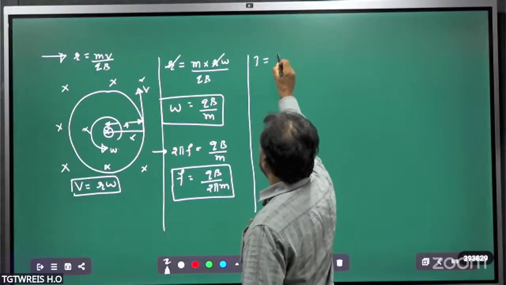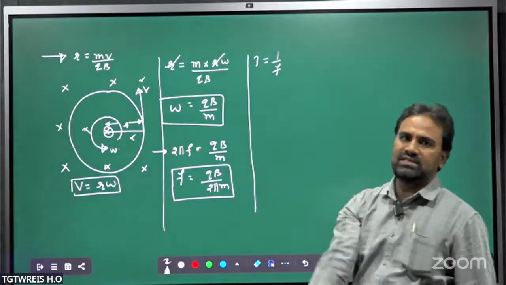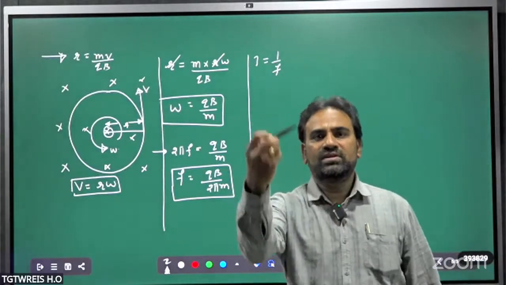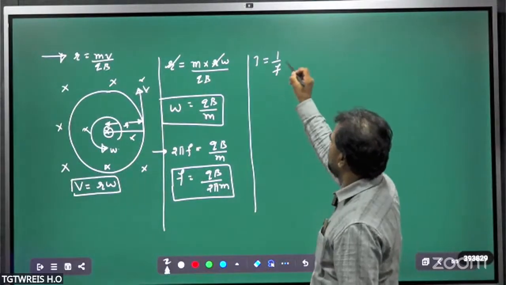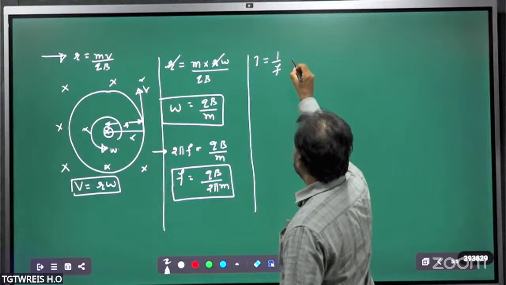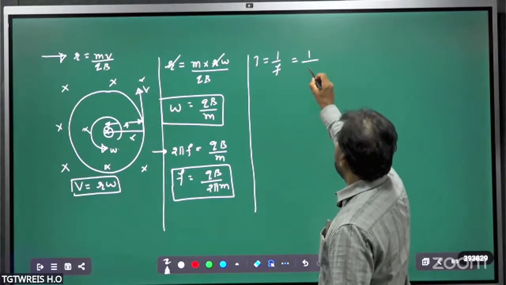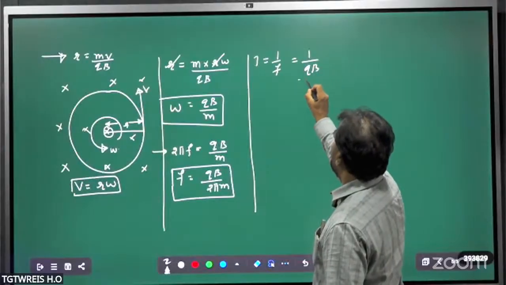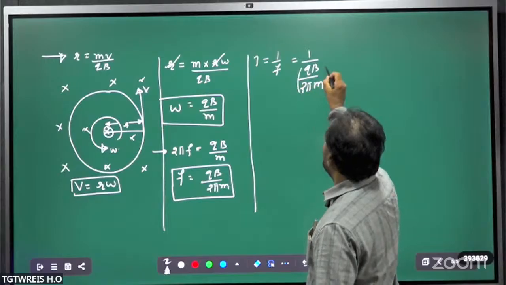T is equal to 1 upon f. The reciprocal of frequency is called its time period. Therefore, the time period of the charged particle in that field is given by T is equal to 1 by f. But what is the value of 1 by f? The value of 1 upon f is qB upon 2 pi m. This is called the time period.